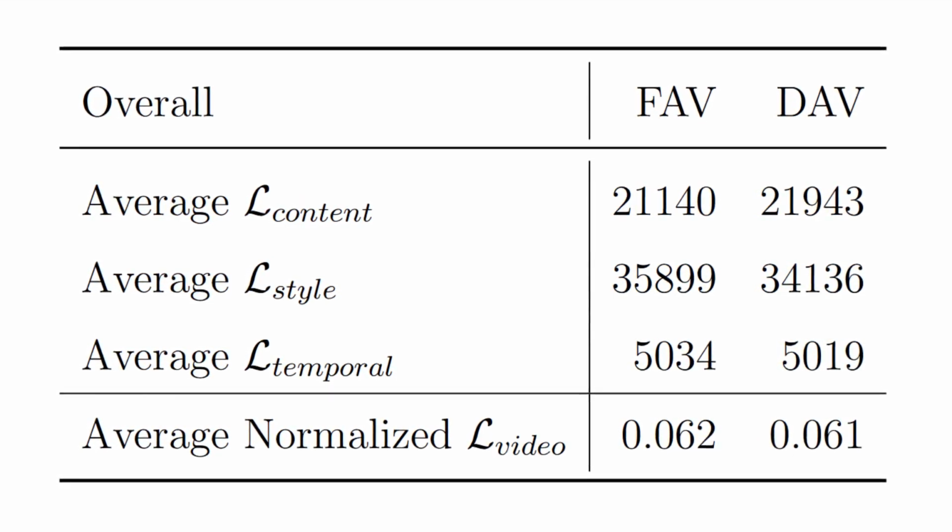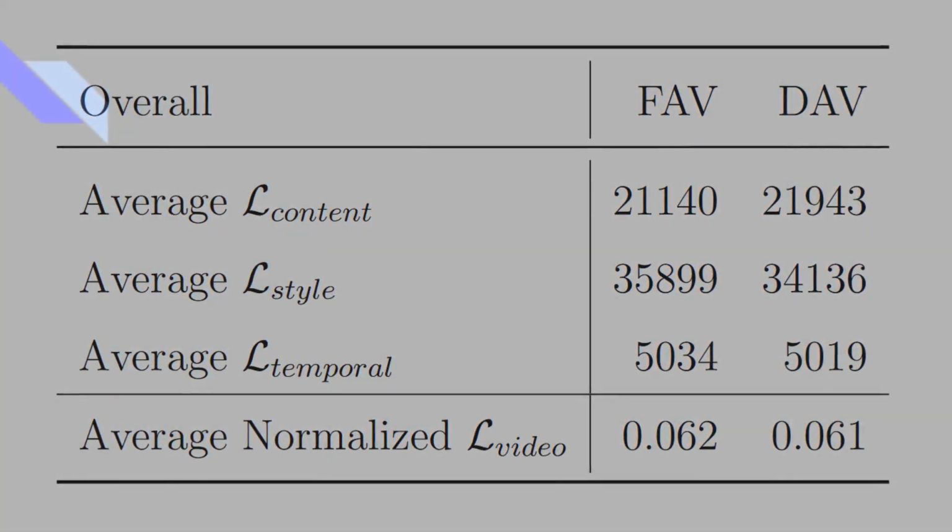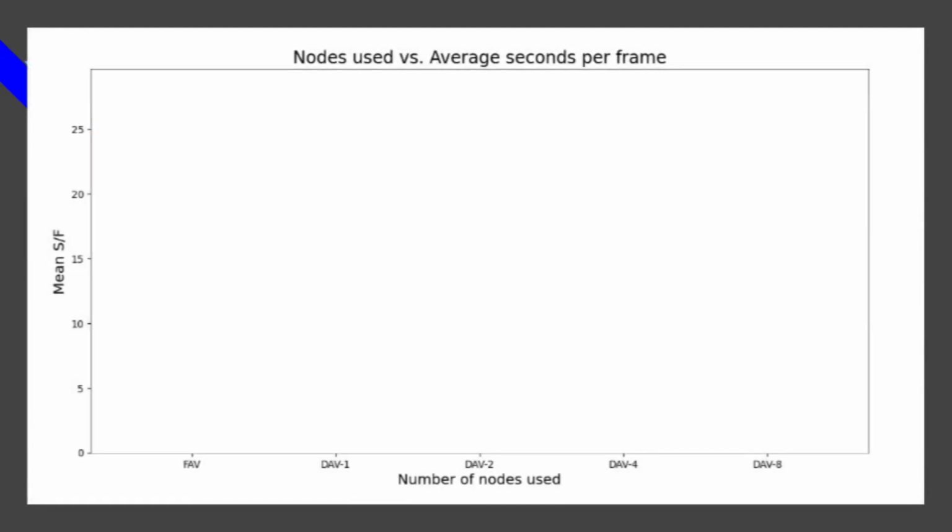So, now that we know that they're functionally equivalent, how do they compare in terms of performance? Here is a graph of the speed of FAV versus DAV run on various clusters. DAV-N stands for DAV ran on N computers. DAV1 means DAV ran on one computer, DAV2 means DAV ran on 2 computers, and so on. The y-axis is the average SF, or the seconds per frame to stylize a video. That is to say, the number of seconds it took to stylize a video divided by the number of frames in that video, averaged across all runs of that type.